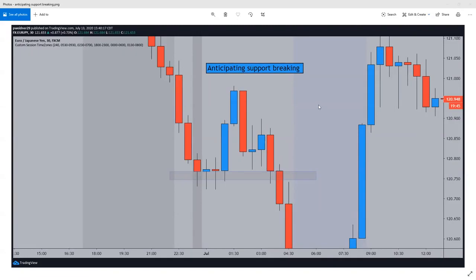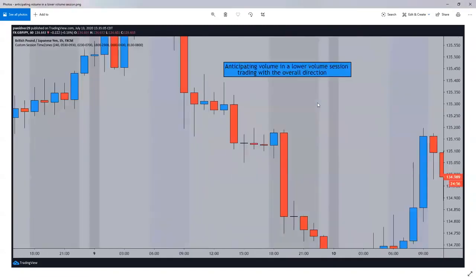candles being respected. So next, anticipating volume in a lower session, trading with the overall direction. So this was Asian session. I think this was the other day. We see prices obviously pushing to the downside. And then when we come into Asian, see this one, we do have that lower low, lower high to the previous, but there's no volume in this time right now, or there's not as much as during like a New York or a London session. So we can kind of disregard these three candles.